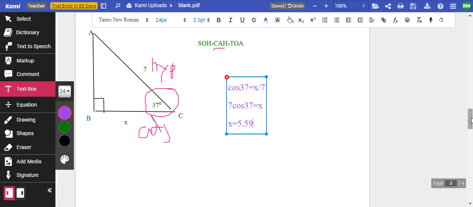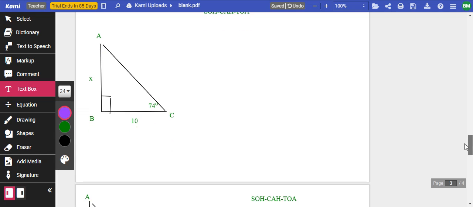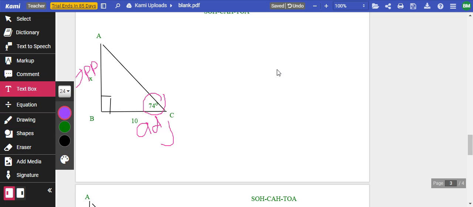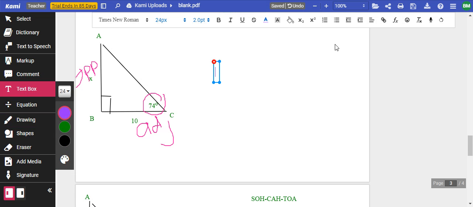Okay, I just got a couple more. We're looking here. Again, here's my angle I'm talking about, 74 this time. This is my adjacent, 10. It's along the bottom, next to that angle. X is across from it, so it's my opposite. A and O means I need to use tangent, for my TOA.